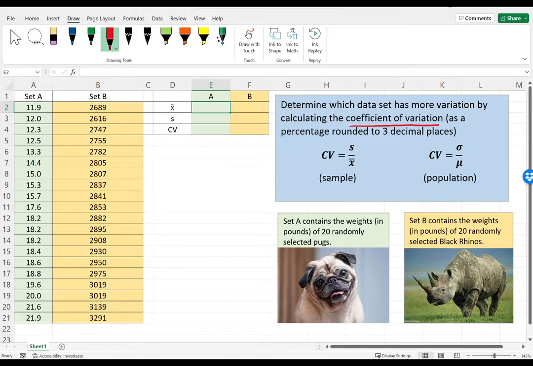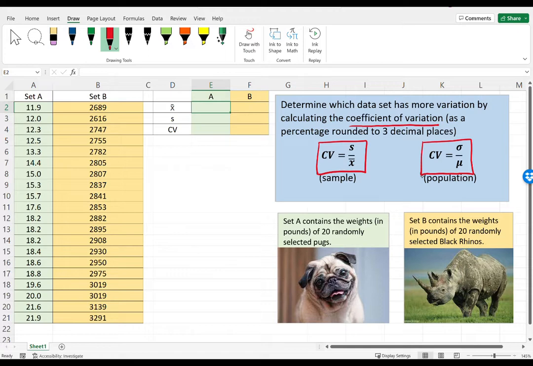Now, there's a sample version and a population version, and both calculations are the same. We take the standard deviation and divide it by the mean. That'll give us a decimal, and we could convert that to a percentage if we want. In this case, the directions say convert it to a percentage rounded to 3 decimal places.